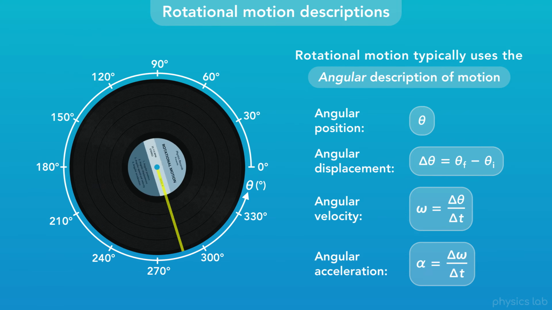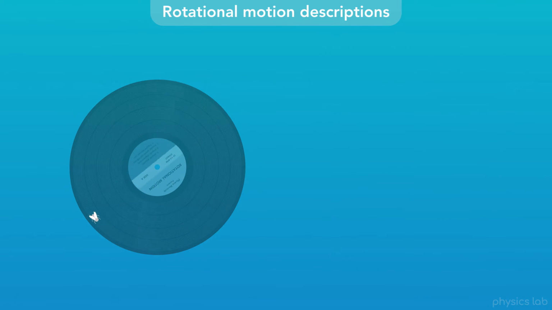Like we mentioned earlier, what if a small fly is sitting on this record while it's playing? The record is in rotational motion, but the fly is in circular motion because it's following a circular path. From the fly's perspective, it's like driving a car around a circular track. We're using a small fly as an example because the fly represents a point on the record.